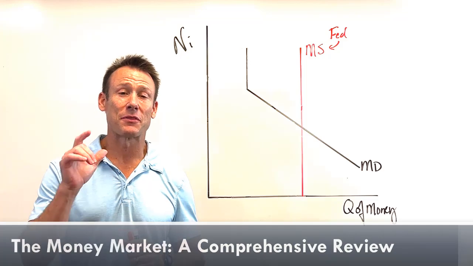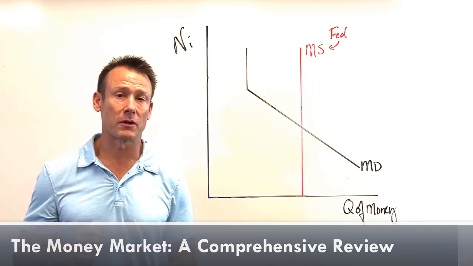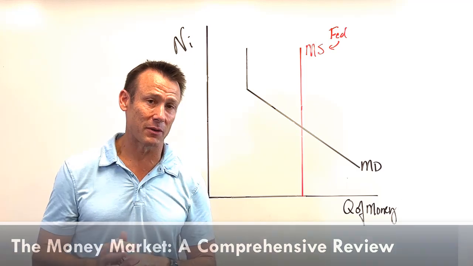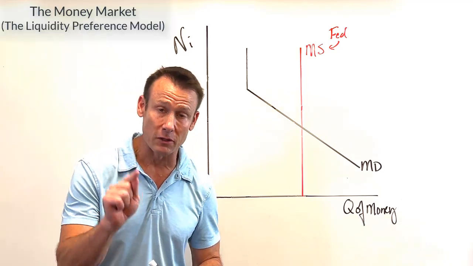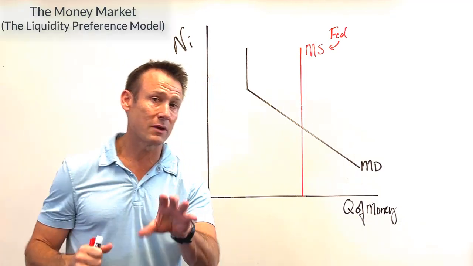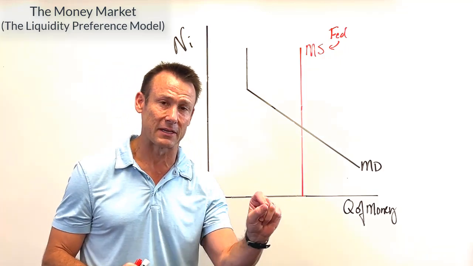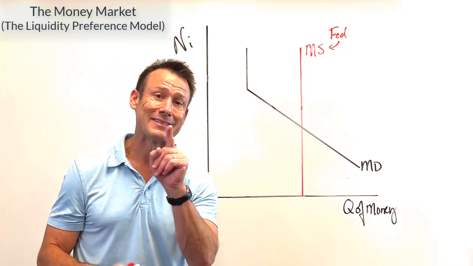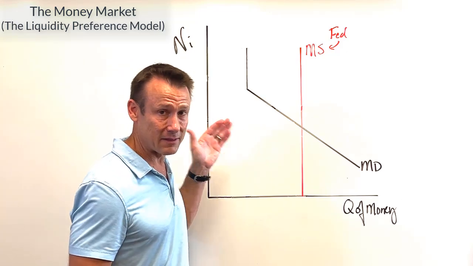Hey everybody, in this video we're talking about the money market. We're talking about everything you need to know about the money market. And the first thing you need to know is it also goes by another name called the Liquidity Preference Model. And I do not want you to back away from that sophisticated sounding name. Liquidity Preference Model, it is the key to understanding this graph, okay?